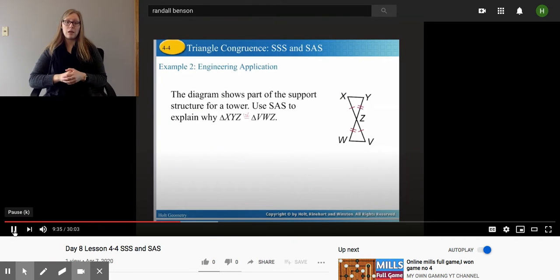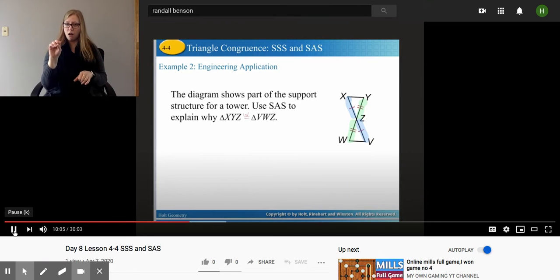So here we have two triangles, and in the directions we're told to use the side angle side to explain why they are congruent. And so I'm going to mark the sides that are congruent with some colors. So here I have YZ, and it's got two tick marks just like WZ. So I'll mark those in green. And then XZ has one tick mark. So VZ is going to be also the same length.